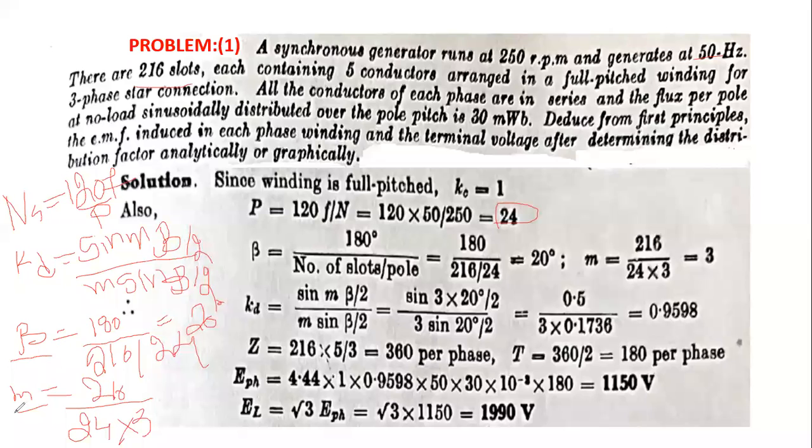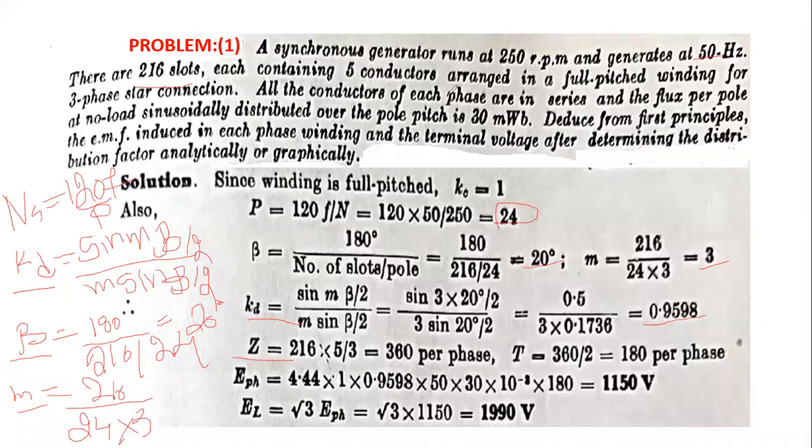We determine the beta value and the M value. What is beta? That is 20 degrees. And what is M? That is 3. Then we easily find the KD value. Therefore, KD is equal to sin(M beta by 2) divided by M sin(beta by 2), with M equal to 3 and beta equal to 20. Then we determine the distribution factor KD. What is the value of that KD? That is 0.9598.